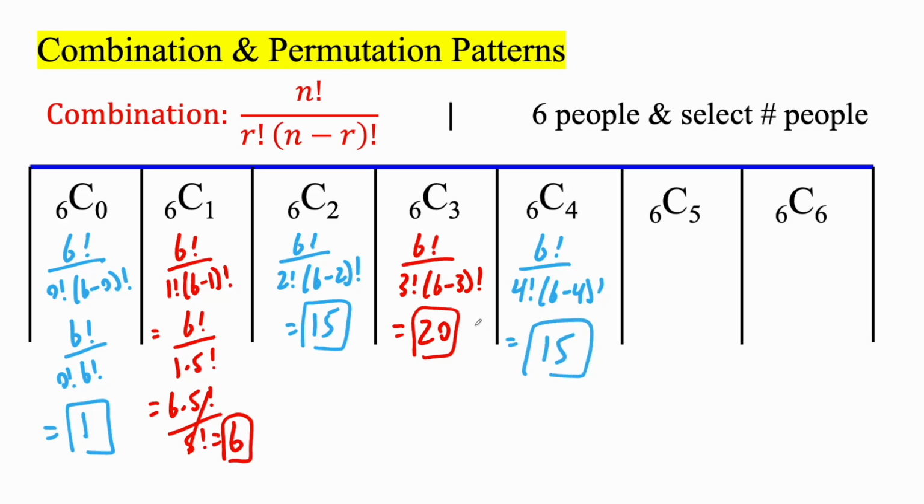Now let's think about this. This is also 15. So if you notice, this piece right here, 6 minus 2, gives you 4 factorial. Here we have 4 factorial. Likewise, this 2 factorial, we have it here, 6 minus 4. So we're starting to see some pattern.